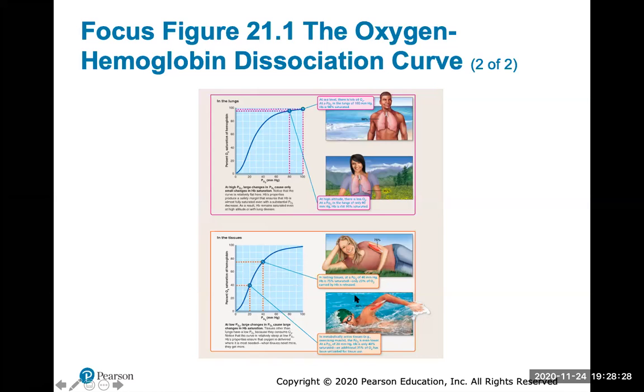In the tissues, at resting tissues, hemoglobin is about 75% saturated. And in metabolically active tissues, hemoglobin is only 40% saturated, meaning it has released a lot of its oxygen to the tissues that it's trying to give its oxygen to.